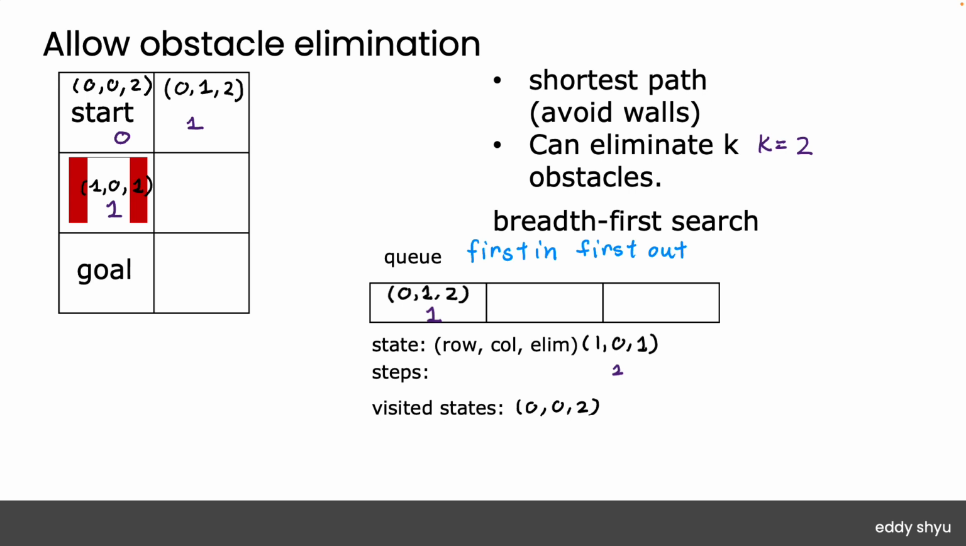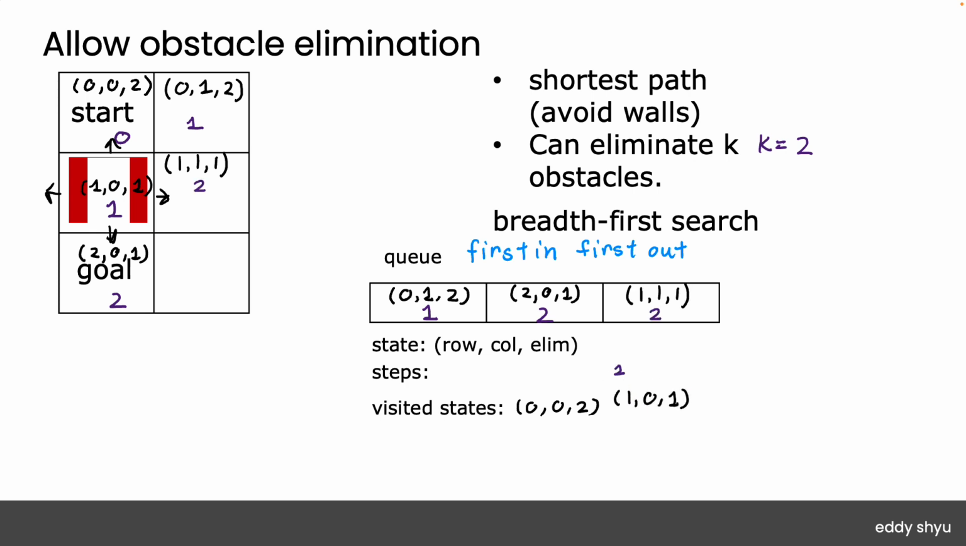Okay, so now let's look at the neighbors for the state 101. We don't want to go up because we've already visited 002. We can go down, so that would be row 2, column 0, and 1 elimination remaining, and that takes 2 steps. So let's put that on the queue. We don't want to go left because it'll fall off the grid, and we can go right, so that's row 1, column 1, and 1 elimination. That takes 2 steps to get there.